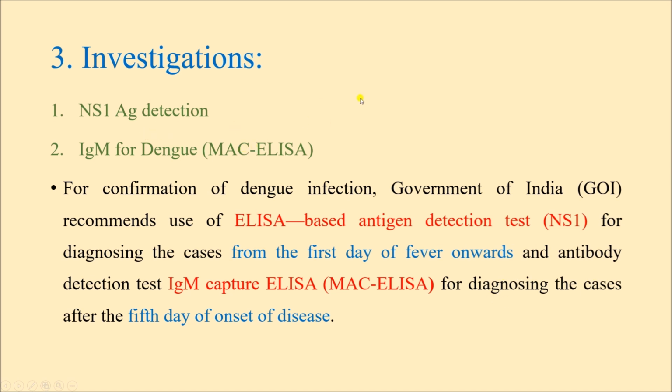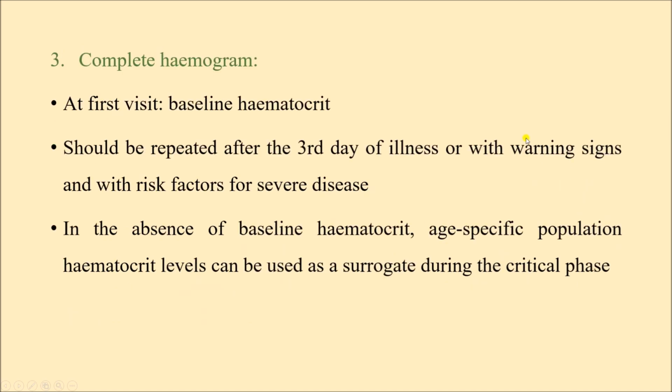So these two tests are for confirming the diagnosis of dengue. Apart from that, there are certain other investigations to be done to know about the status or the progression of the disease. We have already confirmed that the patient has dengue. Now, what is the progression of the disease, whether he is getting better or getting into the critical phase, that is to be known, because based on these findings the management of the patient may vary.